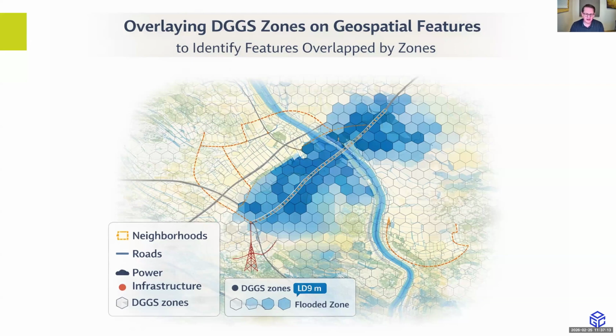Once you get a DGGS layer or a result set from a query, then you can determine which features overlap with those respective zones. So the idea is that if this represented flood data, you could then find out what communities might be impacted.